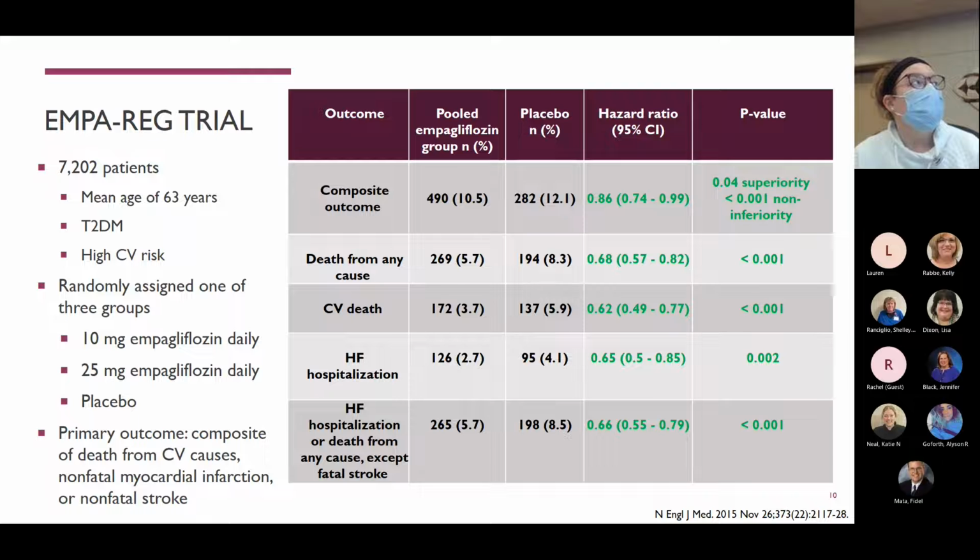Looking at the table to summarize the results of this study, each of these outcomes that were listed, the composite outcome and each of the individual outcomes that contributed to that composite, did show a statistically significant reduction in patients that received empagliflozin versus those that received placebo, including death from any cause, cardiovascular death, and then heart failure hospitalization.